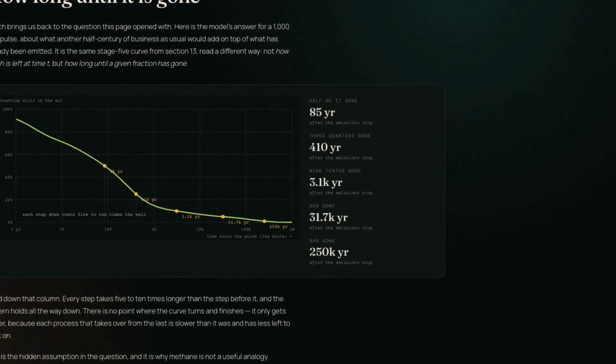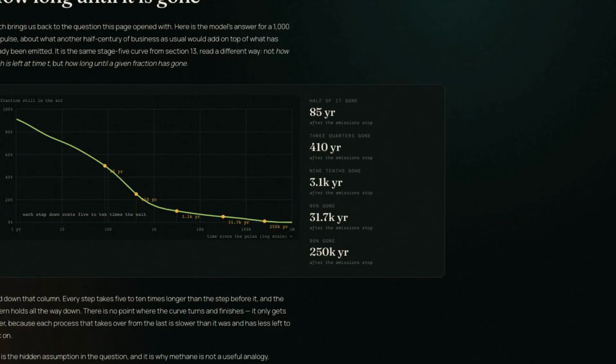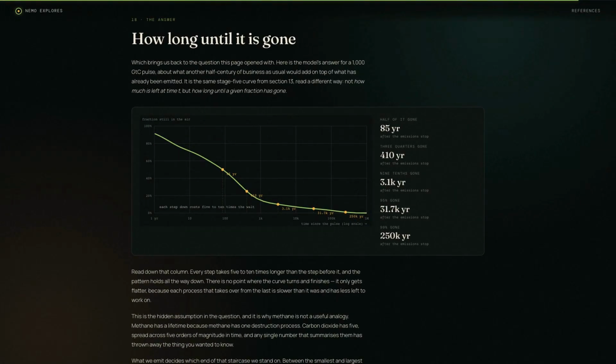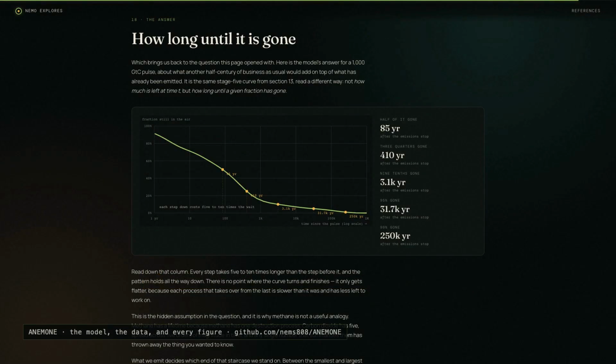Every step takes 5 to 10 times longer than the step before it, and the pattern never breaks. The curve does not turn and finish. It only gets flatter. That is the assumption hiding in the question. Methane has a lifetime because methane has one destruction process. Carbon dioxide has 5, spread across 5 orders of magnitude in time. And any single number that summarizes them has thrown away the thing you wanted to know.